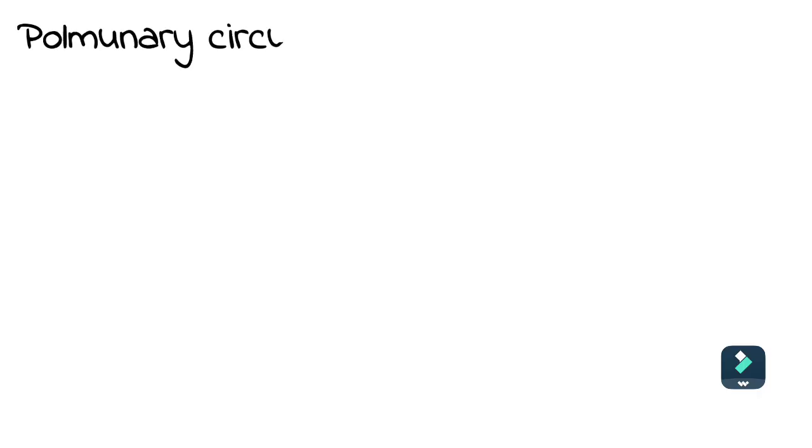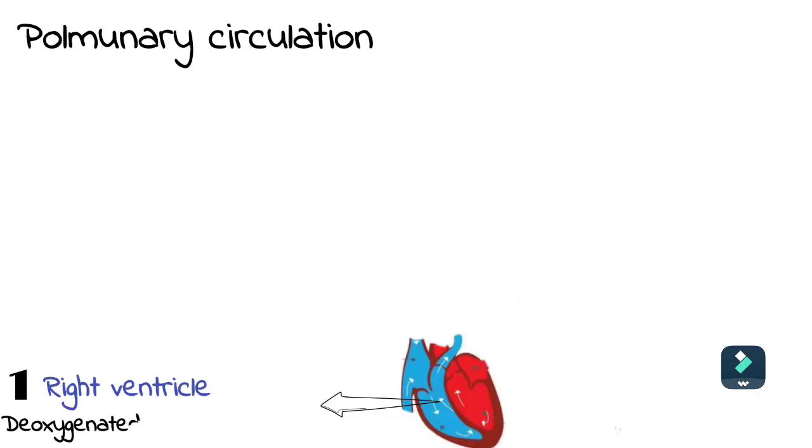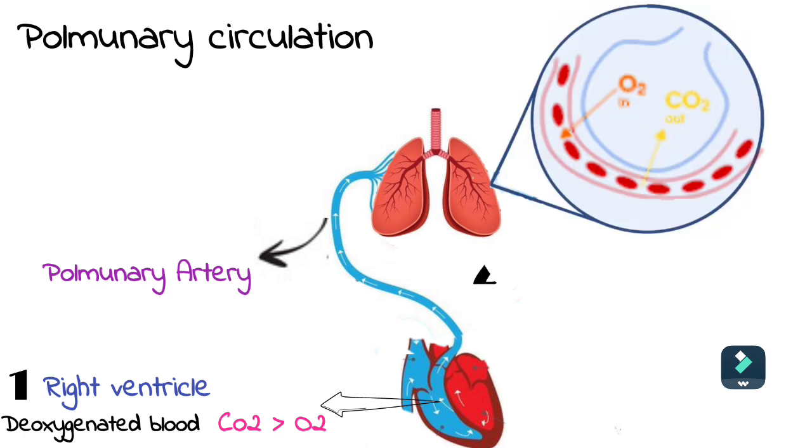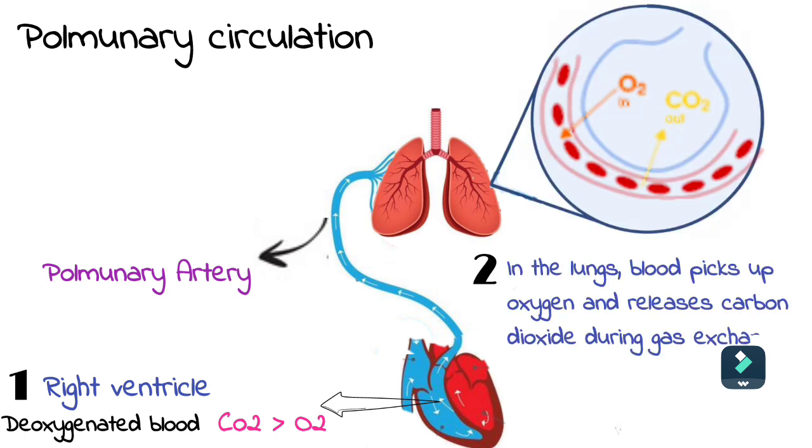Pulmonary circulation. 1. The right ventricle pumps deoxygenated blood, more carbon dioxide than oxygen, into the pulmonary artery, which transports it to the lungs. 2. In the lungs, blood picks up oxygen and releases carbon dioxide during gas exchange in the alveoli.